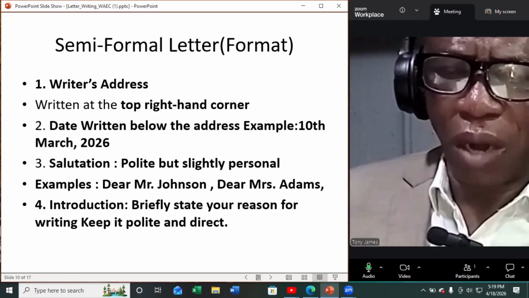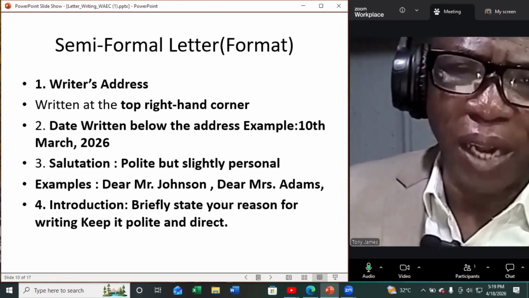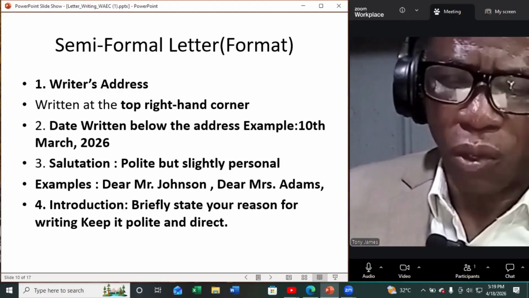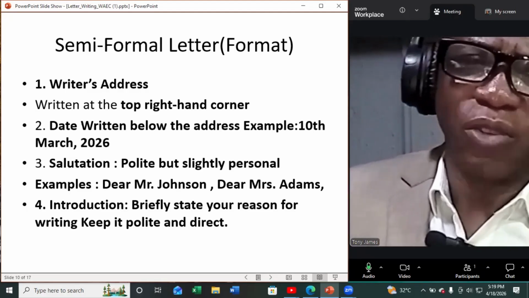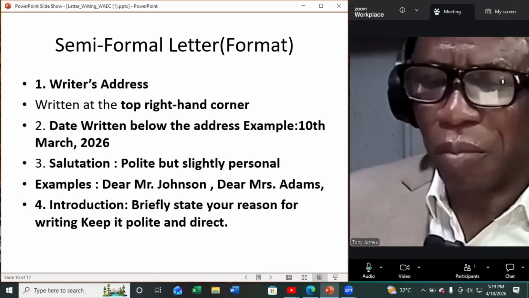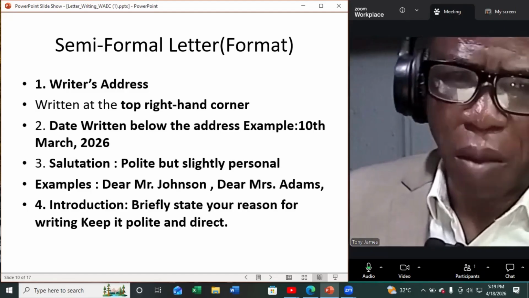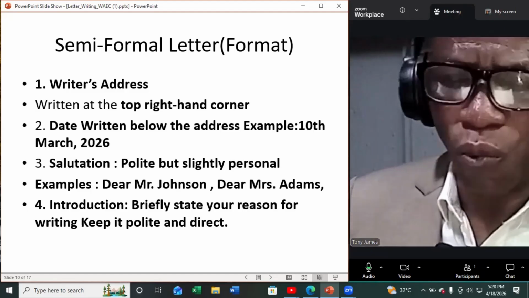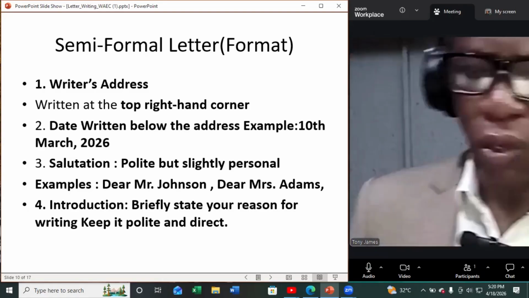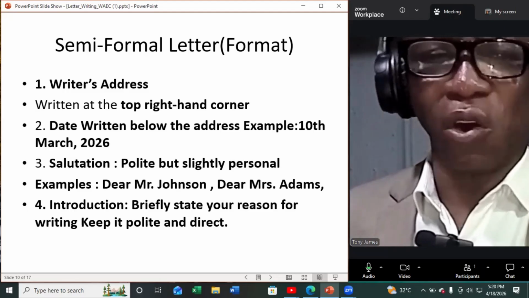Then your salutation is not going to be "Dear Sir." Don't forget, the semi-formal letter is to a person you know. So it's not going to be "Dear Sir," but rather "Dear Mr. Johnson" or "Dear Mrs. Adams." You know the individual, but you are not too familiar with him like your father, your friend or your mom. So you address him "Dear Mr. Johnson," that is Mr. then his surname.